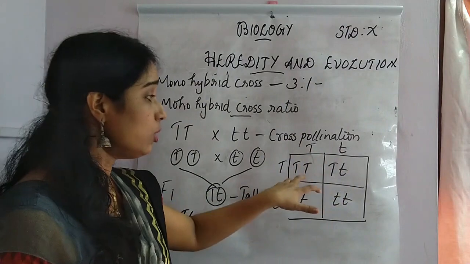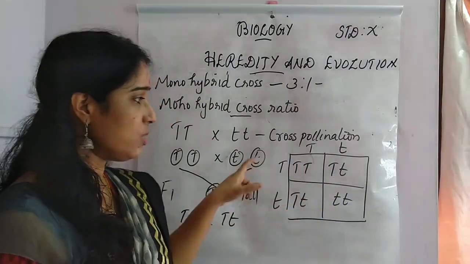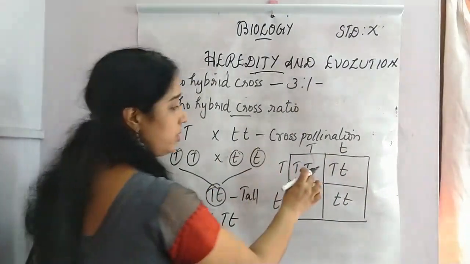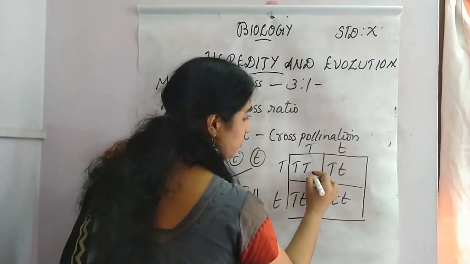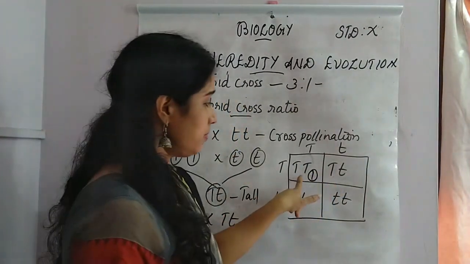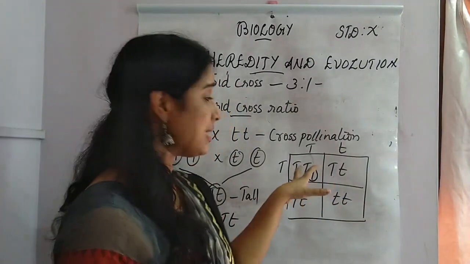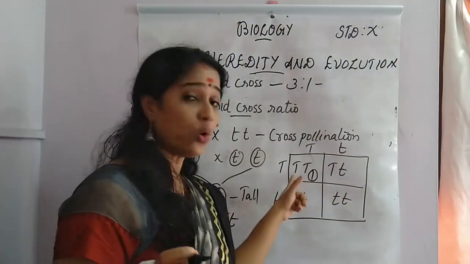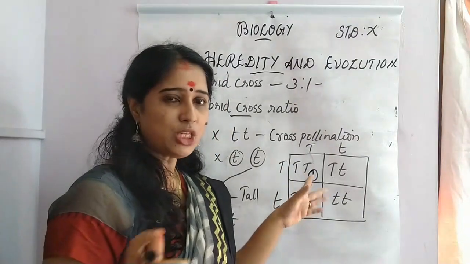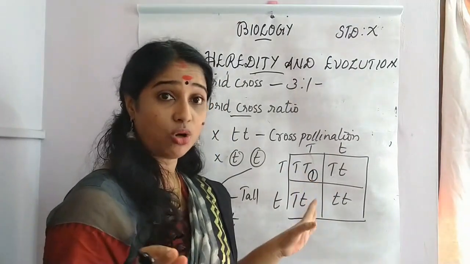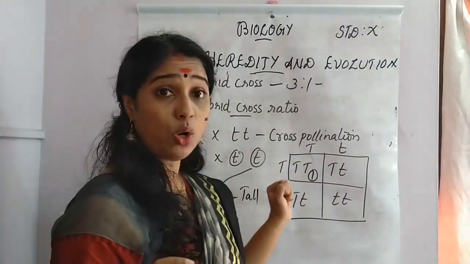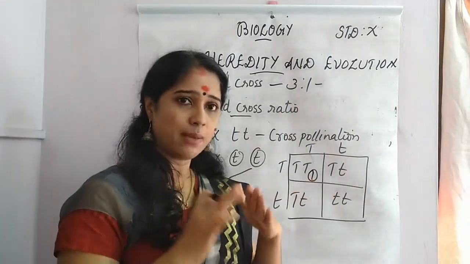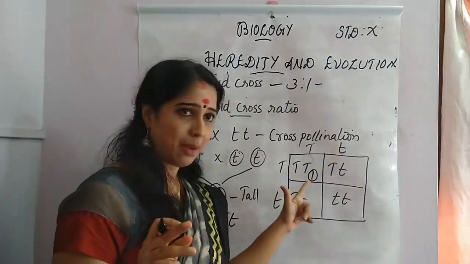Okay. So here, when we observe carefully, we could see that in one, both genes are capitals. Only one. So this is known as the pure tall, that means no combination is there. Pure tall, or we can call this what? Homozygous pair. Homo means what? Same. Both are the same. Capital T, capital T.